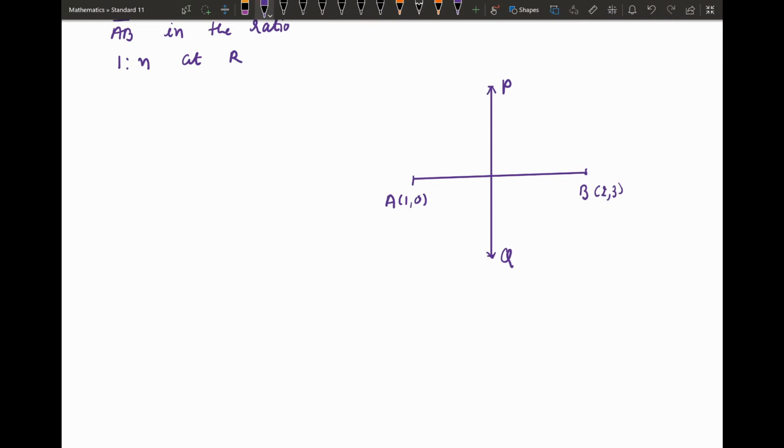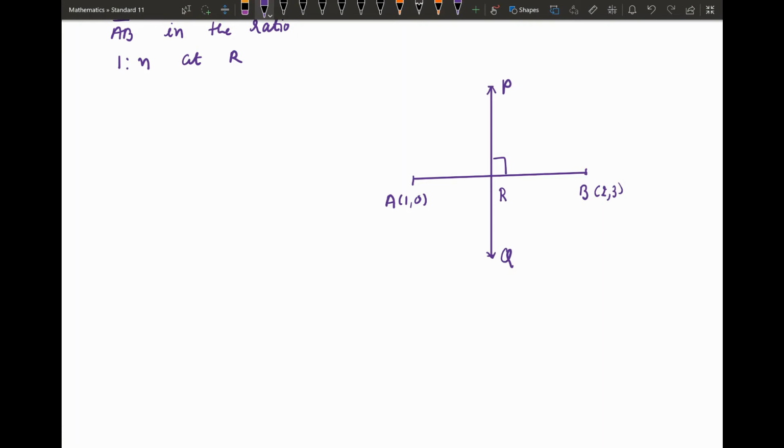So first we will find the slope of AB. Using the slope of AB we can get the slope of PQ, because two lines are mutually perpendicular if and only if m1 into m2 equals -1. So step 1, find the slope of AB. Using the slope of AB find the slope of PQ, and this line intersects line segment AB at point R.